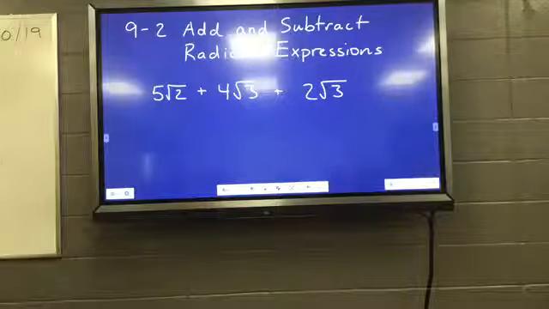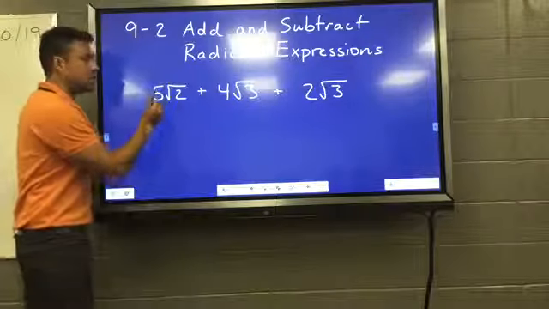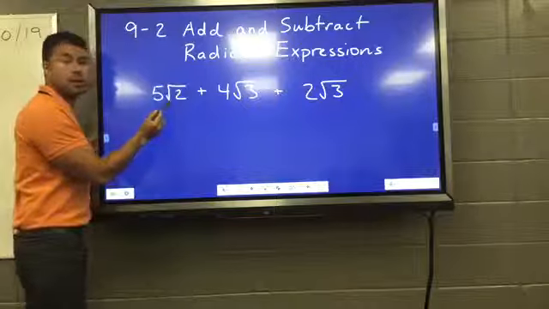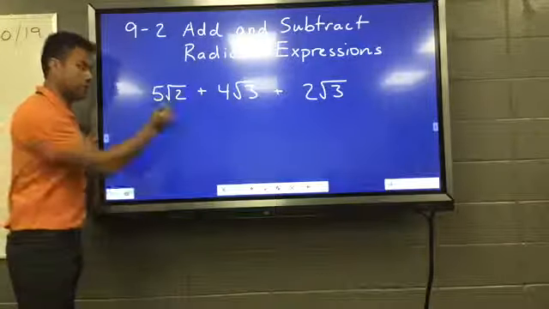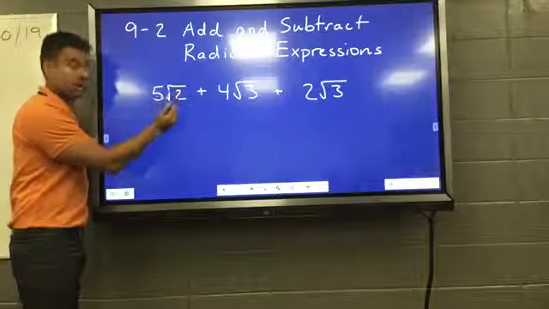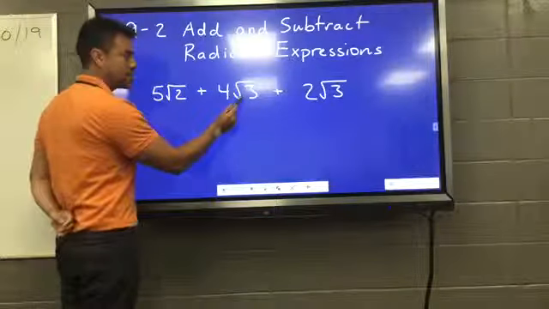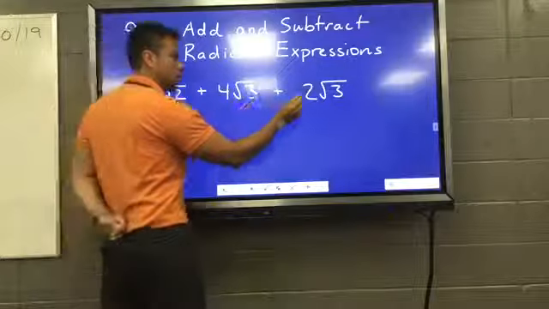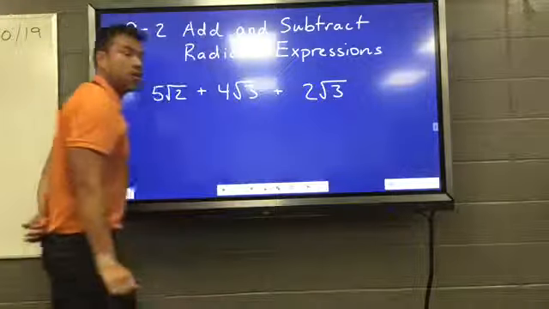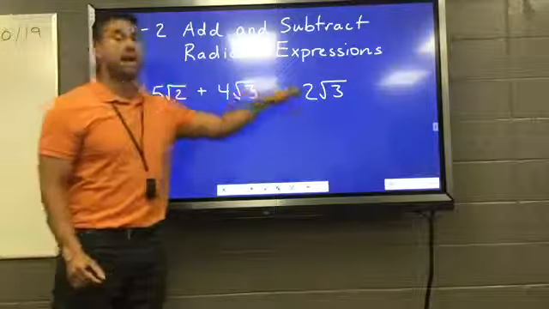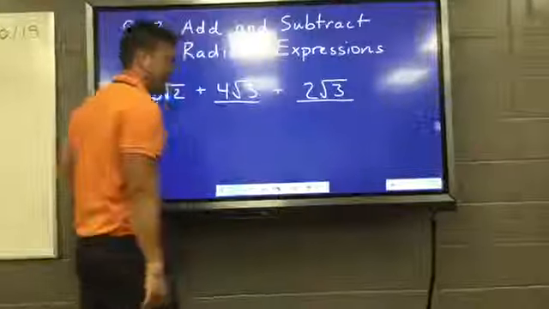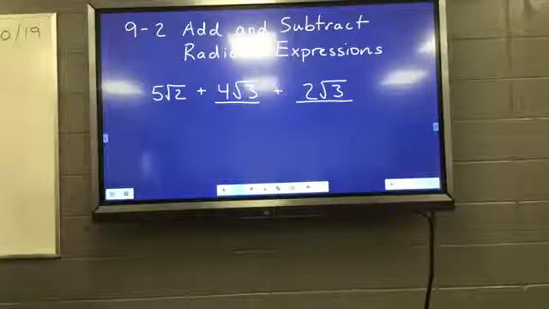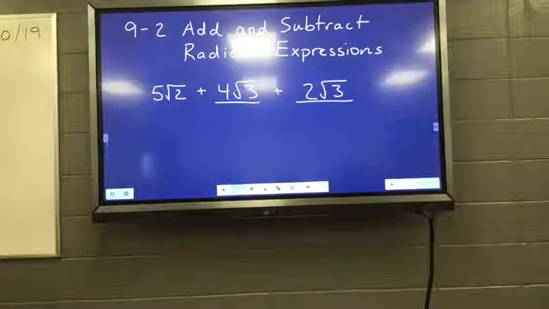In this expression here, what's the number inside the radicals or under the radical symbol? 2, right? That 2 is called a radicand. What's the radicand in this term? What's the radicand here? Are there any terms that have the same radicand? These two right here, right? They have the same radicand. We call them like radicands. If they have like radicands, you can combine them together. And this is how you're going to do it.